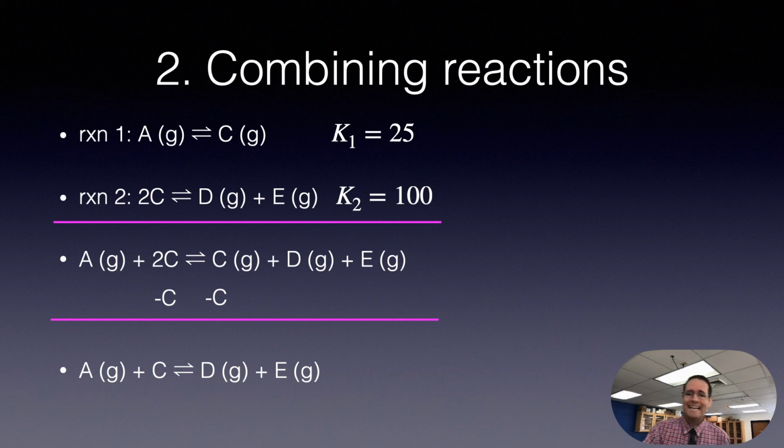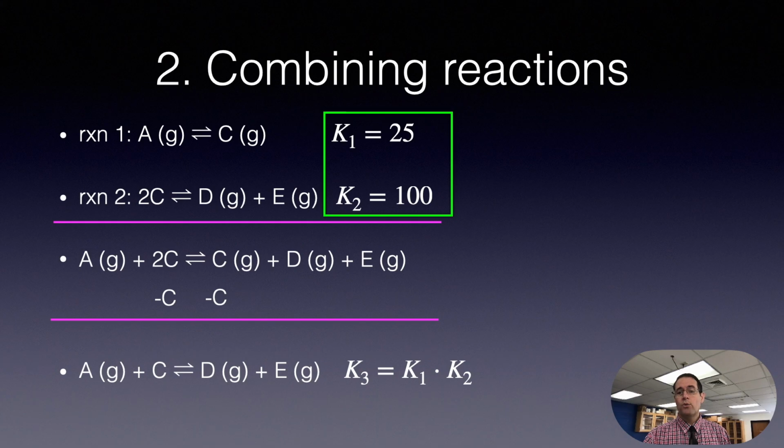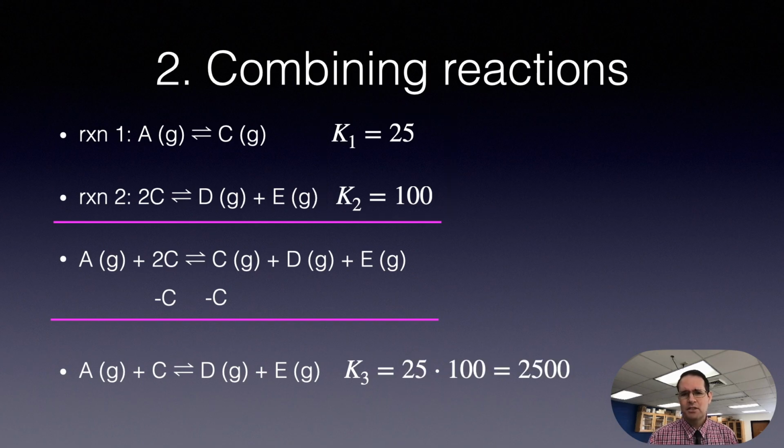Now, how do we calculate the equilibrium constant for this crazy combined reaction? Well, we use what's called the product rule. We multiply the two equilibrium constants that we have for reactions 1 and 2. 25 times 100 is 2,500, okay? So easy math, but double check, I make mistakes.